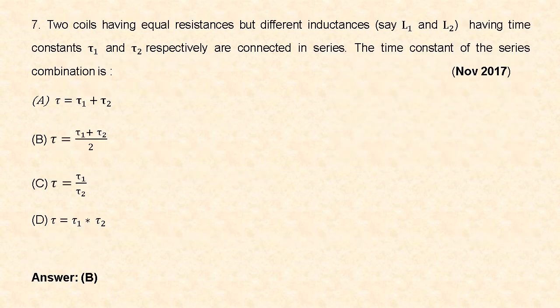Next question. Two coils having equal resistances but different inductances, say L1 and L2, having time constants τ1 and τ2 respectively, are connected in series. The time constant of the series combination is: the options are τ is equal to τ1 plus τ2, τ is equal to (τ1 plus τ2) by 2, τ is equal to τ1 by τ2, τ is equal to τ1 into τ2. Now this question was asked in November 2017. The answer is time constant τ is equal to (τ1 plus τ2) by 2. So option B is correct.